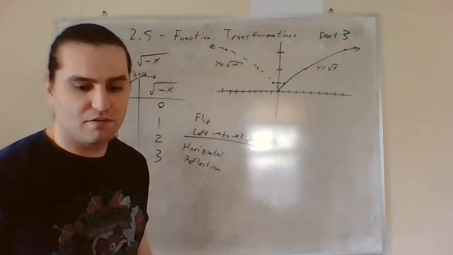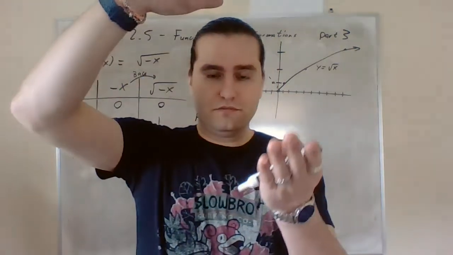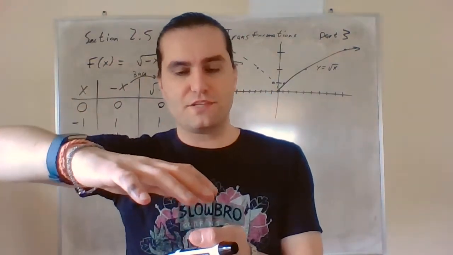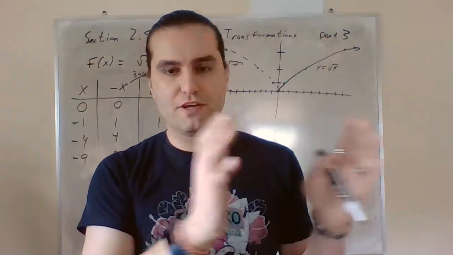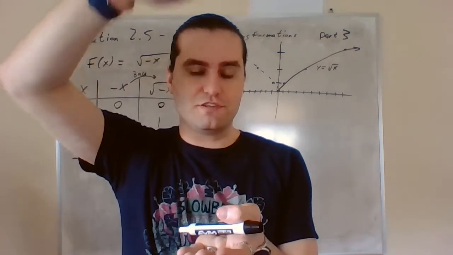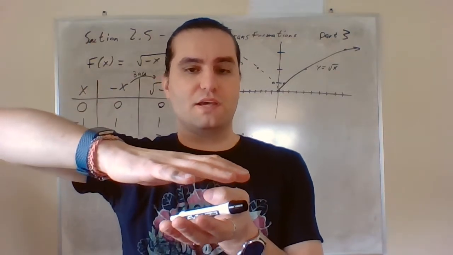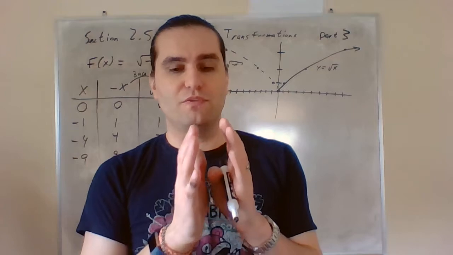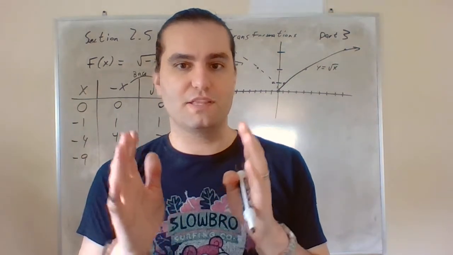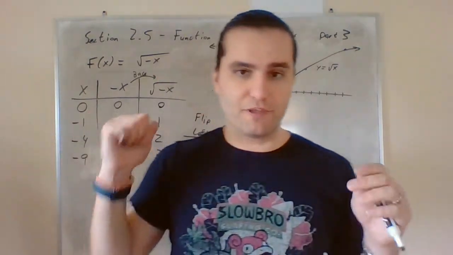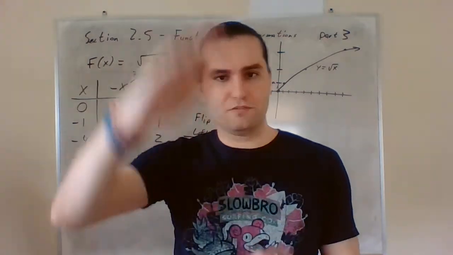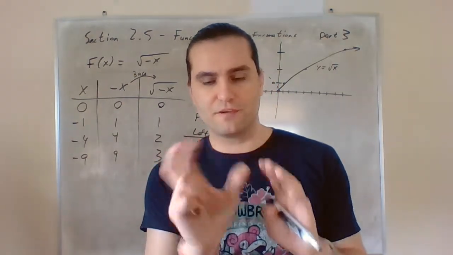We've done vertical shifts, up and down. That's adding and subtracting on the outside. We've done horizontal shifts, left and right. That's adding and subtracting on the inside. We've done vertical stretches and squishes. That's multiplying on the outside. We've done horizontal stretches and squishes. That's multiplying on the inside. And now we've done flips. That's putting a negative number on the outside for a vertical flip, on the inside for a horizontal flip.